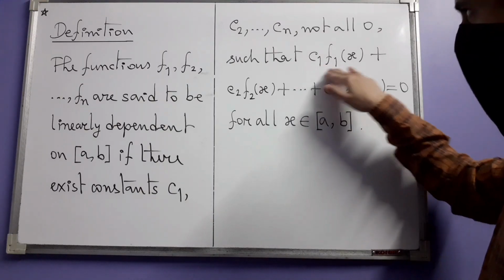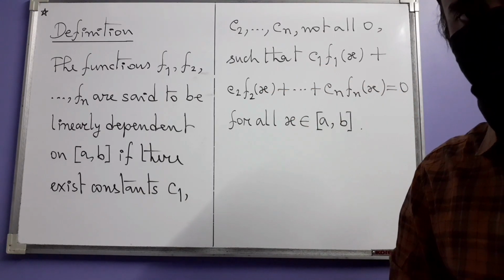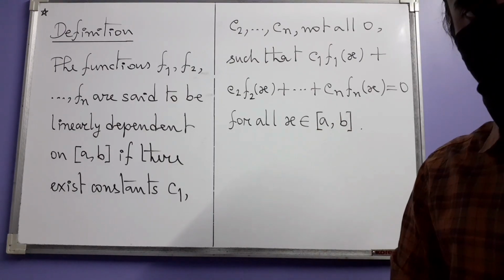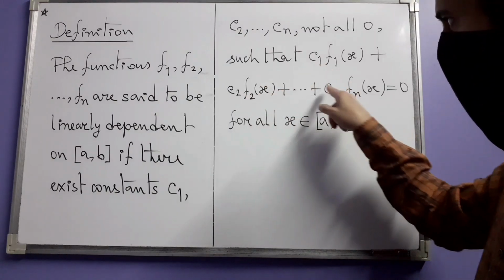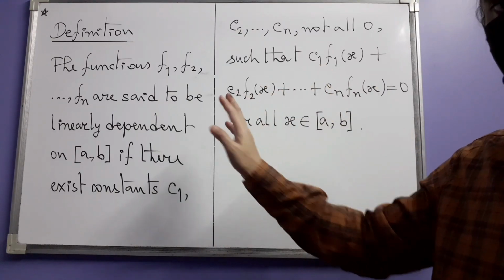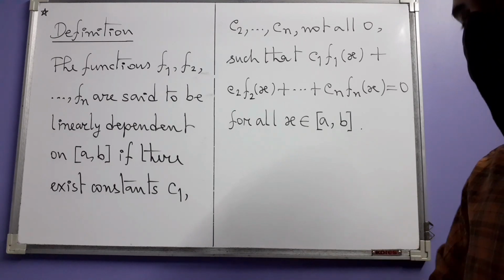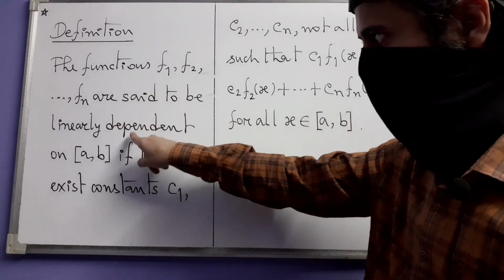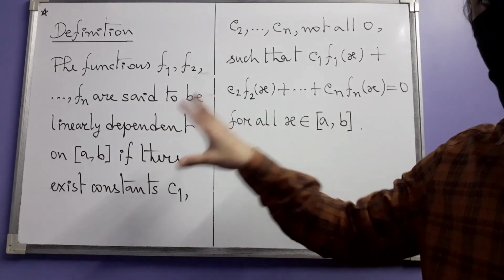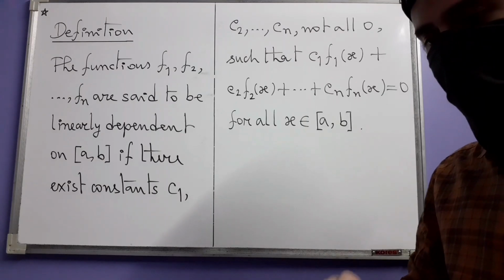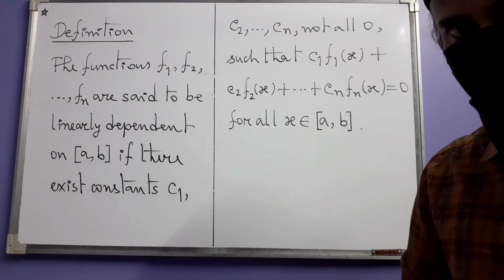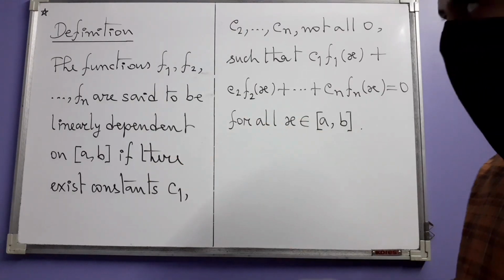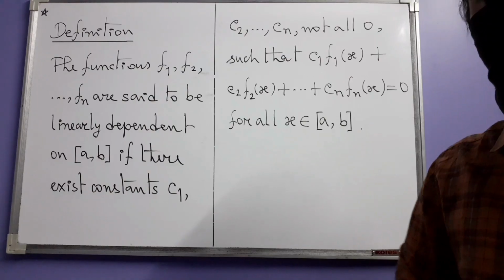That means this linear combination is also a function of x after all, right? Now, no matter what x you choose from this interval, you will continue to get 0. But at the same time, not all the ci's are 0. If they are all 0, obviously this will be 0. But that's not the case. If this happens, then we say that these functions are linearly dependent on this interval. This notion of linear dependence is exactly the same thing that you have in linear algebra. The vector space in which you have this linear dependence has functions as vectors.